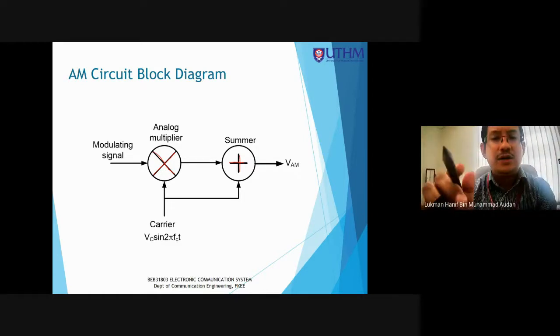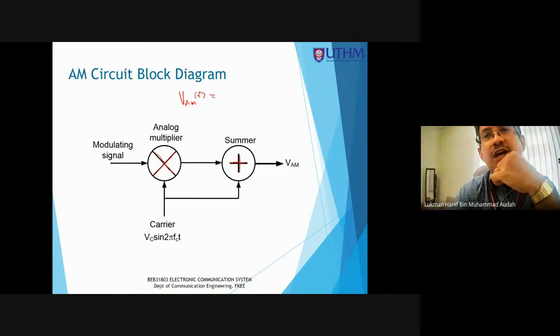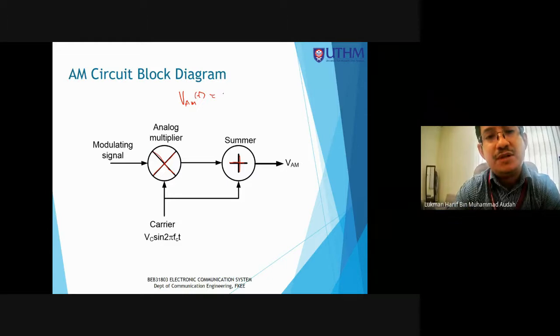So ini kalau you lihat sebenarnya VAMT, kalau kita lihat dalam slide sebelumnya, VAMT is defined based on the envelope equations. If you still remember that this is VC plus VMT.